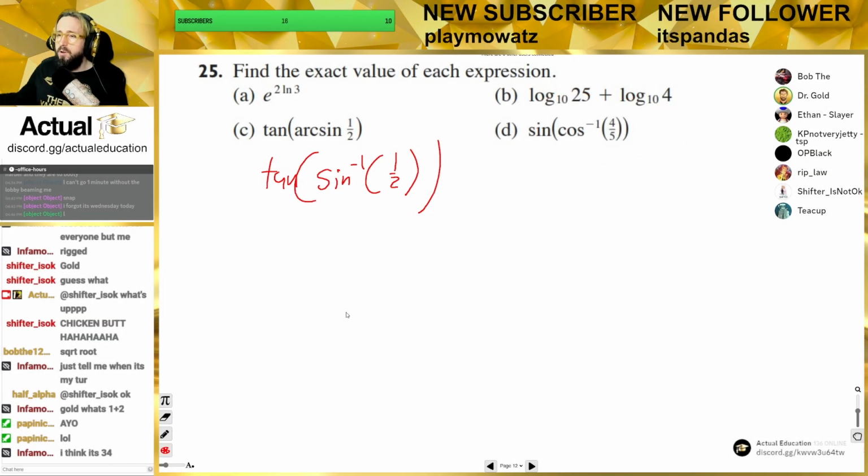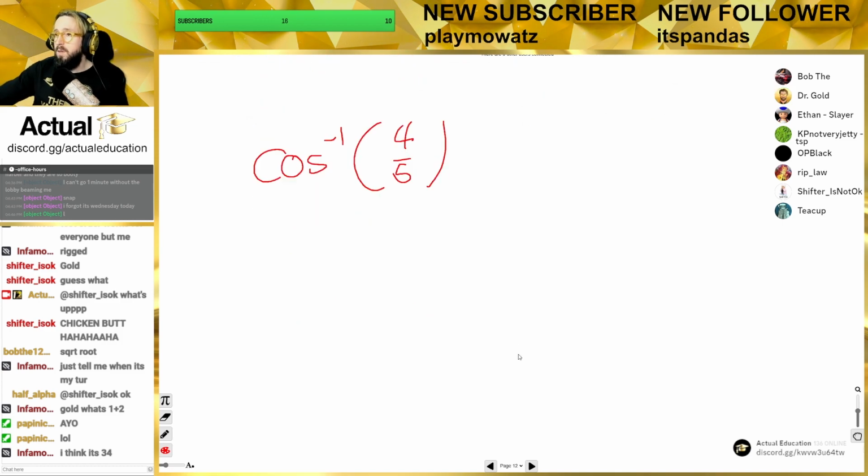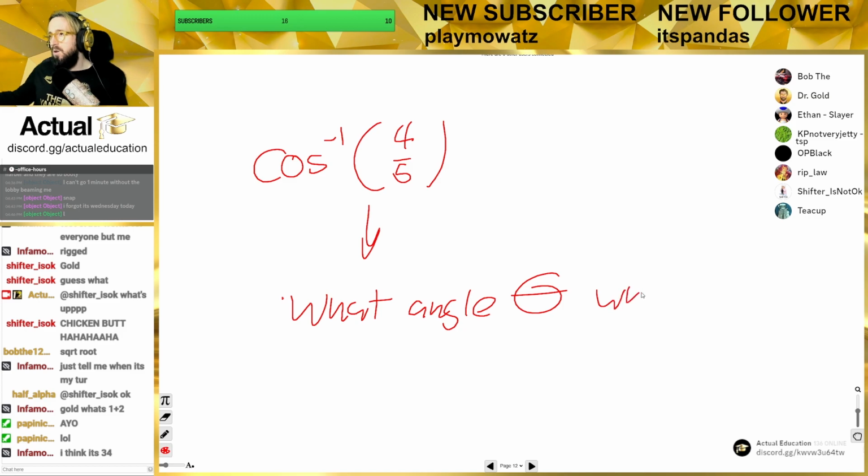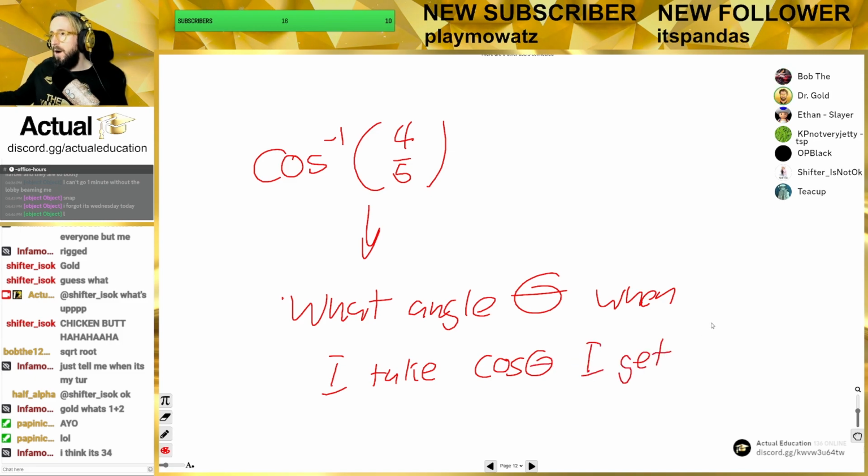All right, I'll show you how you do this. Okay, so, cosine inverse of 4 over 5. What this is asking me is: what angle theta, when I take the cosine of theta, gives me 4 over 5? That's what inverse cosine means.